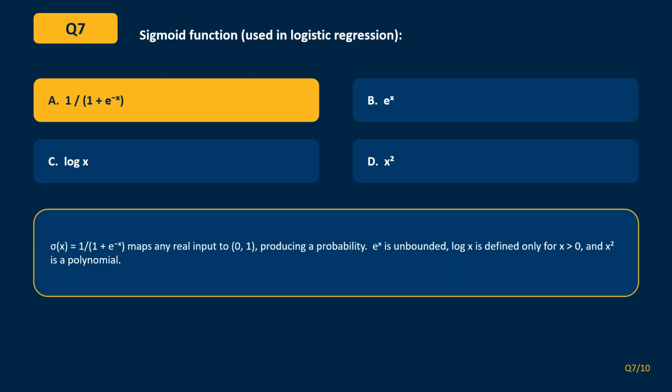Option B, e to the x, is the raw exponential function. It is unbounded above and therefore cannot directly represent a probability, which must lie between 0 and 1. Option C, log x, is the natural logarithm, which is the inverse of the exponential, but maps only positive reals and is unbounded below. Option D, x squared, is a polynomial or quadratic function with no relationship to probabilistic classification.